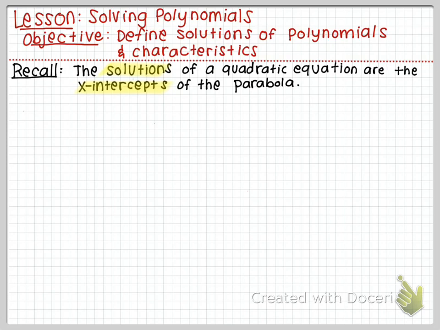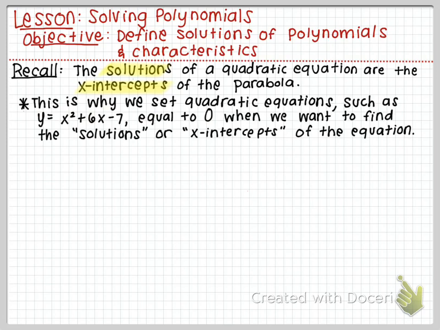So if I ever ask you to solve the quadratic equation and you come up with two solutions, both of those solutions are x-intercepts. This is why we set quadratic equations such as y equals x squared plus 6x minus 7 equal to 0 when we want to find the solutions or x-intercepts of the equation. Instead of that y, if we made it a 0, then we're actually solving for the x-intercepts of the equation.